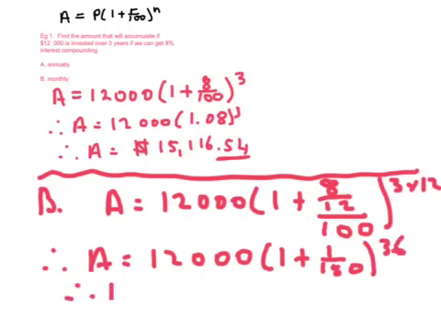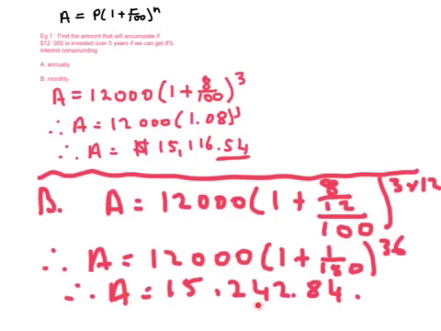And your answer is going to be $15,242.84. You should notice, gentlemen, that seems okay because the shorter the compounding period, the higher the amount will accumulate. So if it's the same amount, $12,000 in this case, because this is compounding only annually, that is a lower amount than this amount because it's compounding monthly.